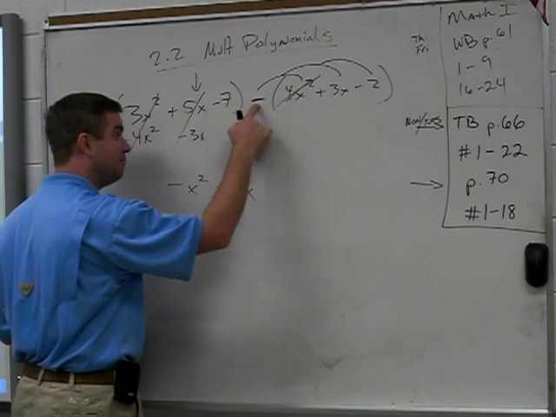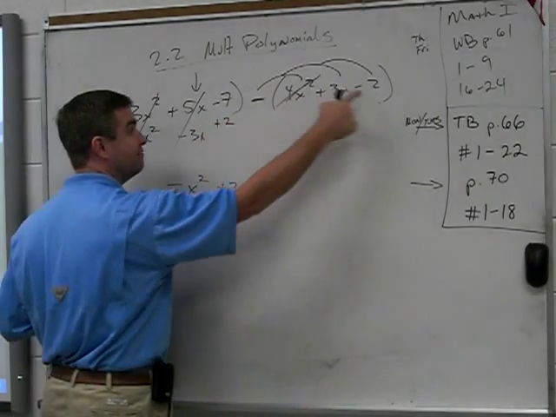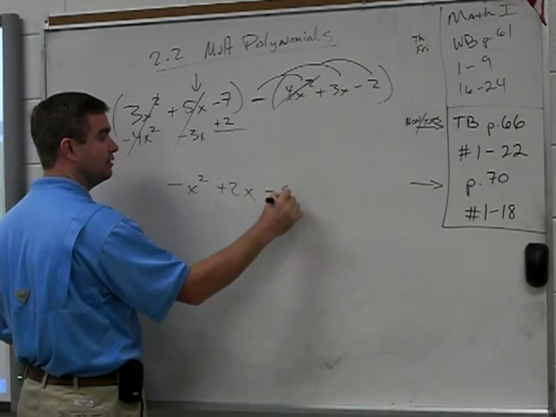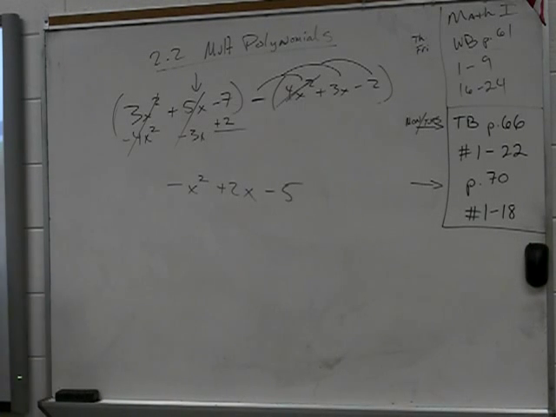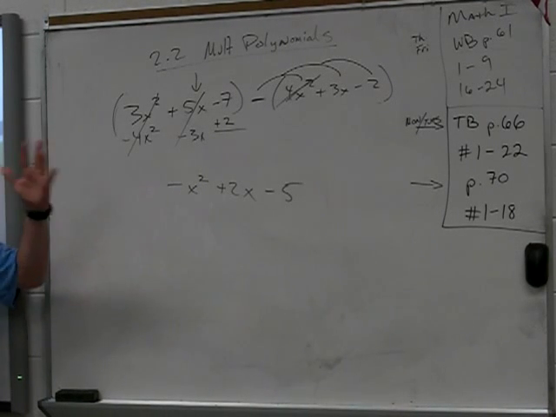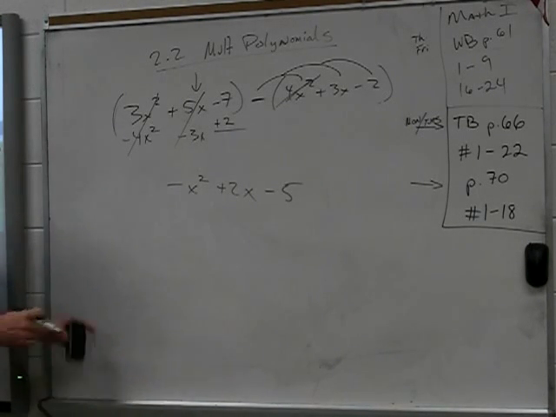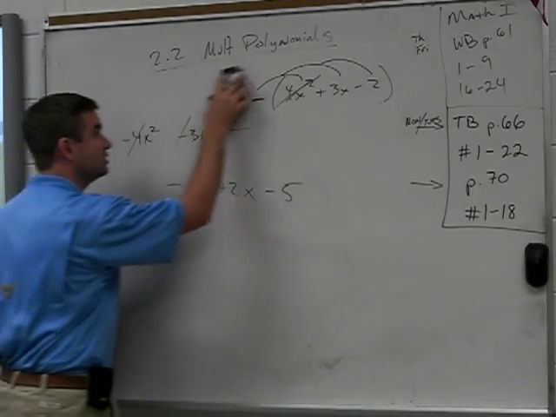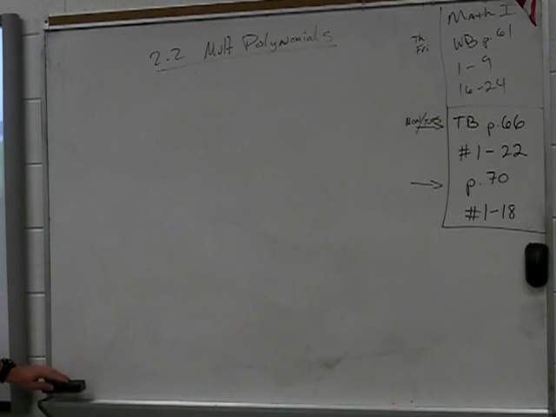Negative 7 minus negative 2, what's that going to give me? Well, that's plus 2. Negative minus 2, what's that going to give me? Negative 5. So it's quite a bit different than what we got first. What's the degree here again? 2. What's the leading coefficient? Negative 1. Still a trinomial. I just wanted to talk about that one more time before we move on to multiplying. Any questions? Anybody have any questions before I move on? Adding or subtracting? All right.